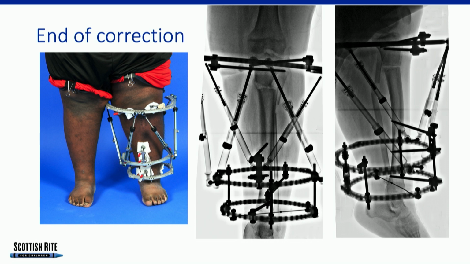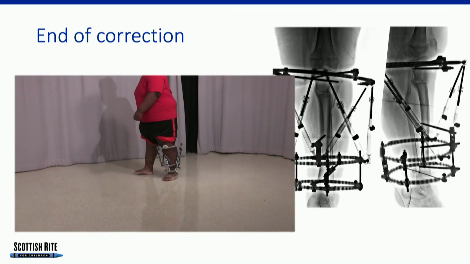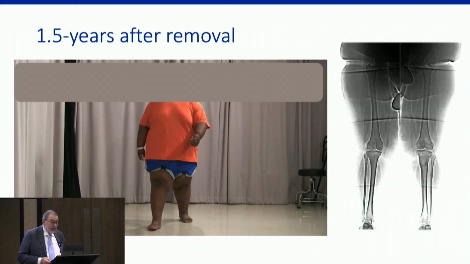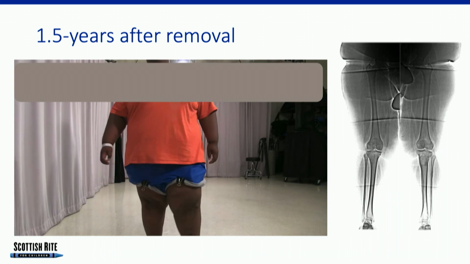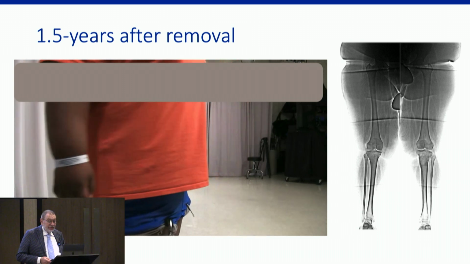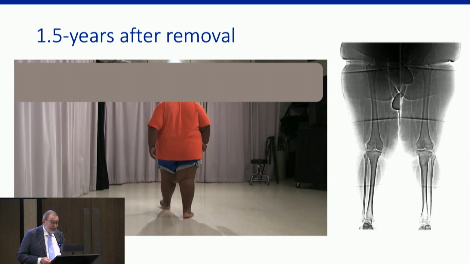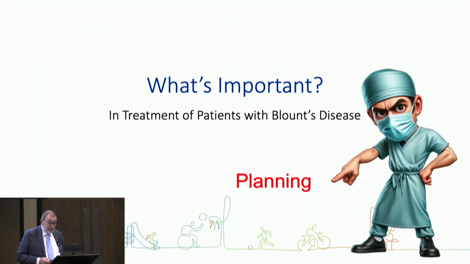And even such a big patient with such huge frames, they're still doing full weight bearing, or at least we're trying to do that. And at the frame removal, you can see we aligned this patient to a very good mechanical axis. But still, you can see that there is an impression of valgus, even though it's not there. So, as I said, what's important is planning.